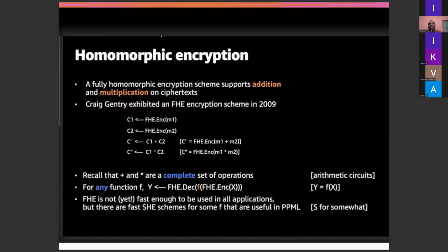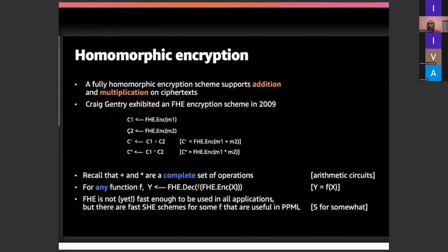I will show various versions of homomorphic encryption here in different forms. See here, a fully homomorphic encryption scheme supports addition and multiplication on ciphertext, which I already explained. Let us assume it was invented in 2009. Let us assume some M1 is there. M1 is encrypted with fully homomorphic encryption, so we'll get C1. And M2 is encrypted with homomorphic encryption, so that we'll get C2.